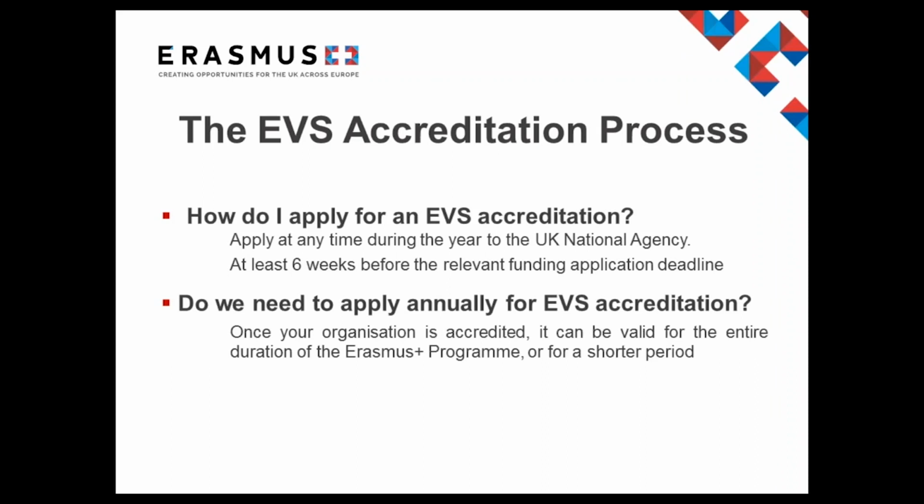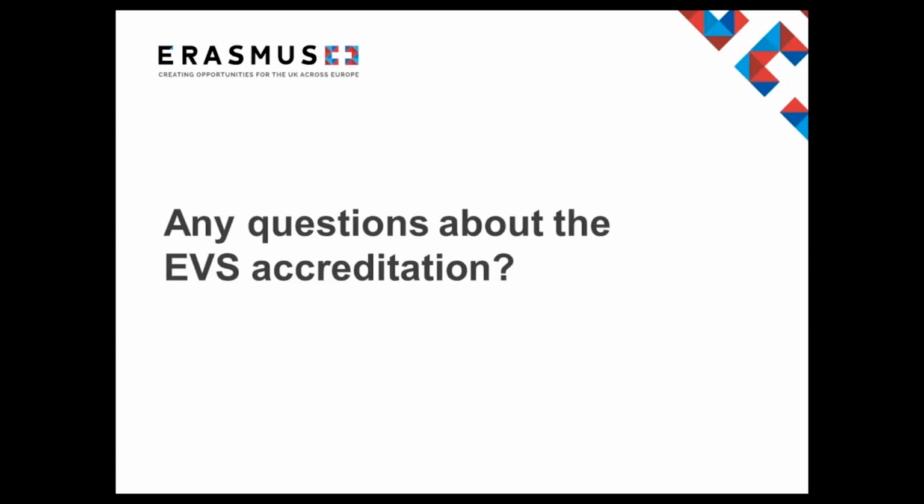The EVS accreditation of your organisation can be valid for the entire duration of the Erasmus programme or for a shorter period, depending on the outcome of the accreditation process. In the second case, you will simply have to reapply for the EVS accreditation. If you do wish to apply for EVS accreditation, you can submit an application at any time, but we cannot guarantee this will be assessed in time to apply for the round 3 applications, as the 4th of October is now less than 5 weeks away.